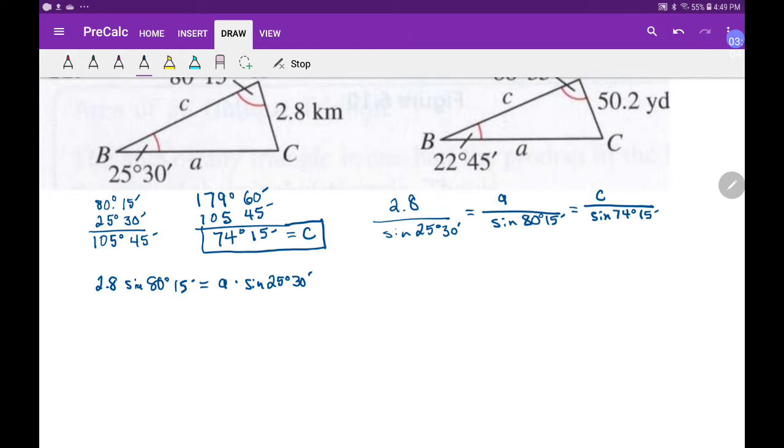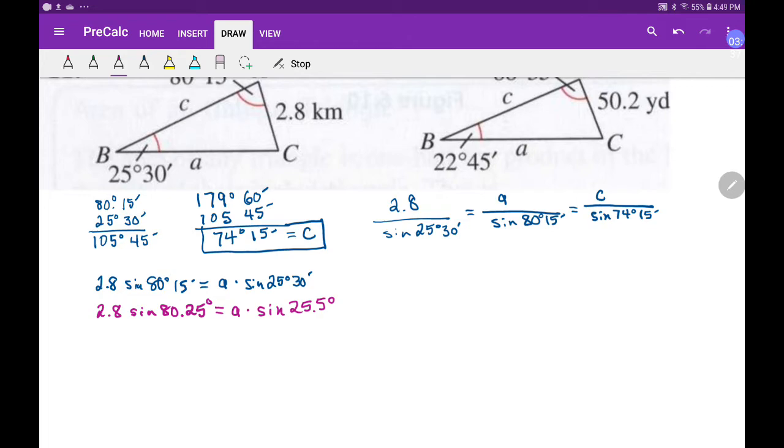When I put this in my calculator, you know what I'm going to do? Since I have a base 10 calculator, there might be something more honest to do here, but I'm going to say sine of 80.25, because 15 minutes is a fourth of a degree, and A times sine of 25 and a half degrees. I'm not going to mess with the minutes because now I'm using my calculator and I don't have time for that.